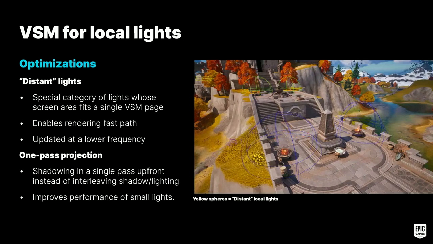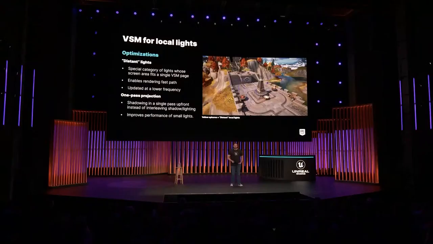A couple of optimizations were made to help out our local light shadow costs. Firstly, we categorize certain lights as being distant when their area on screen fits within a single VSM cache page. This enables us to render these shadows using faster methods. We also throttle updates to these shadows and rely on their cache, even when objects inside the shadow have moved.